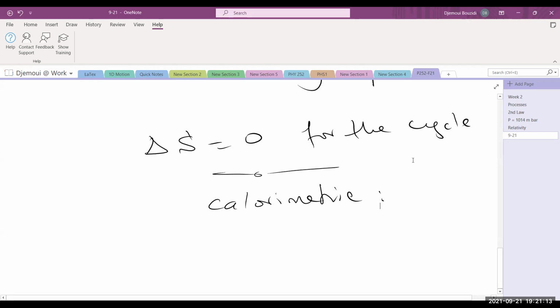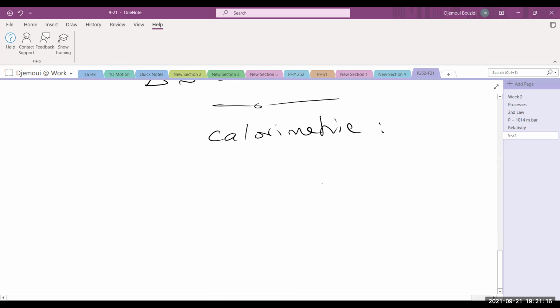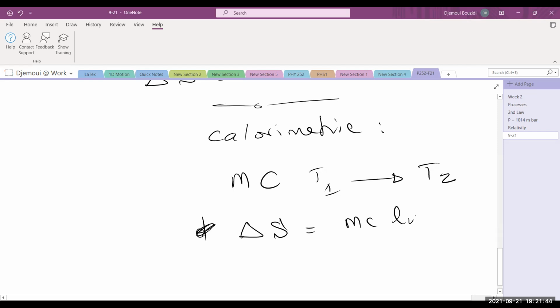In calorimetry, basically you have a material with a given specific heat C, and it has a specific mass M, and you take it from an initial temperature to another temperature T2. Usually, if the initial temperature is higher than the final temperature, it's cooling down, and if the initial temperature is lower than the final, it's heating up. That's all. So the entropy in this case, delta S, the change, is going to be MC times the ln of the final temperature over the initial temperature. So the entropy can be positive or negative depending on this ratio.